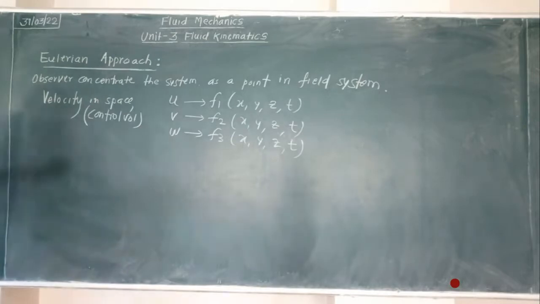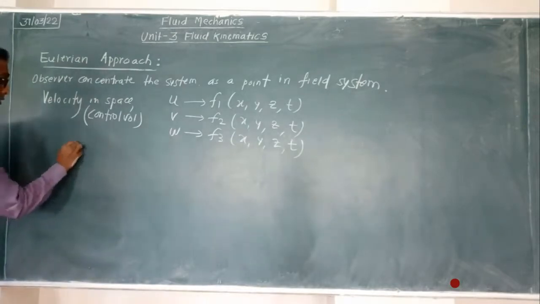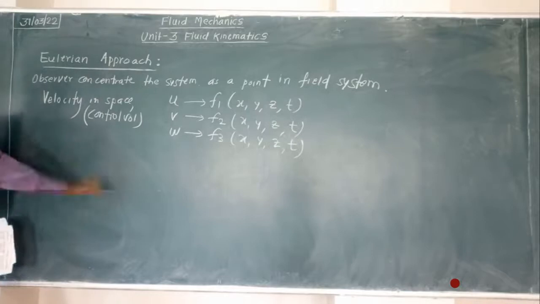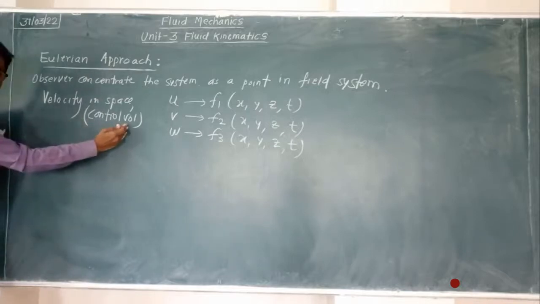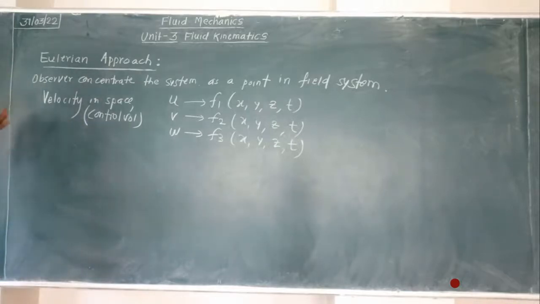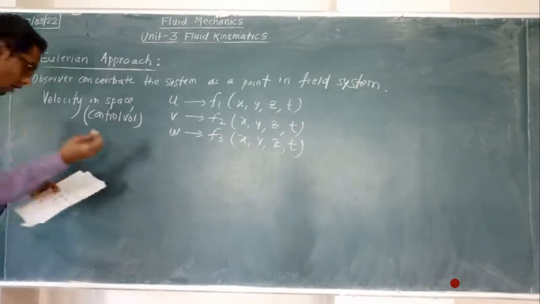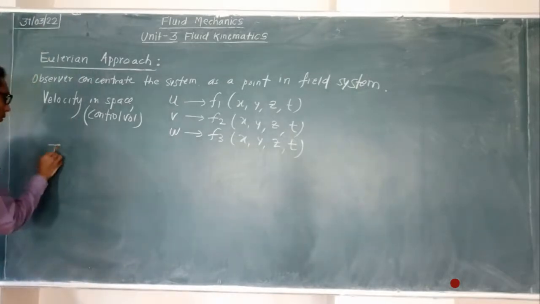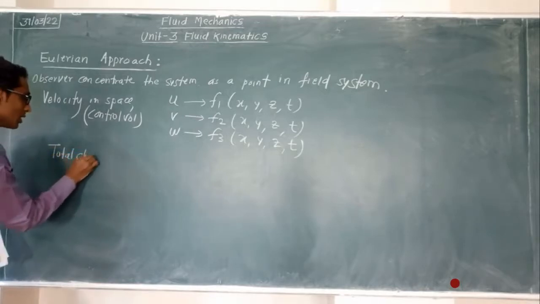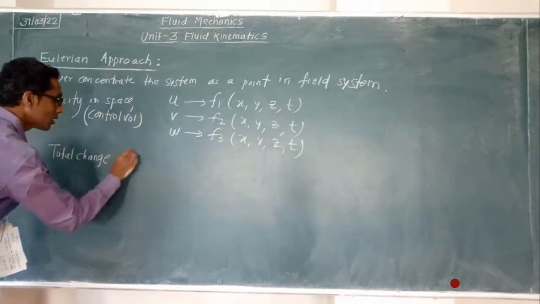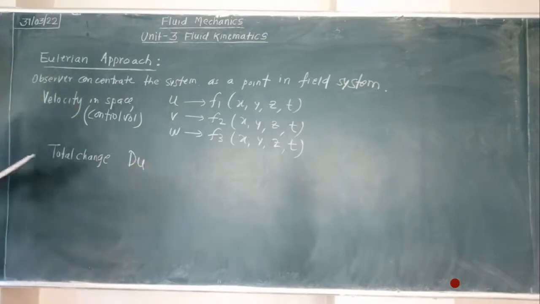Here the total derivative is used. Why? Because here the control volume is considered as a field, a complete system between the two locations. So that is why the change is expressed by the total derivative. About the total derivative we will have a separate session, where we will elaborate in detail. So here we use total change, that is why I am using capital D.